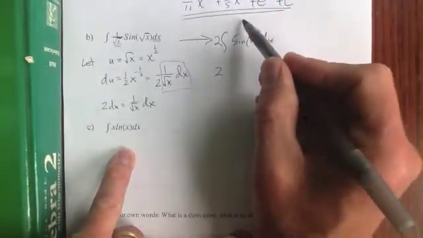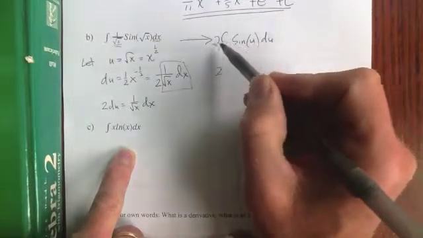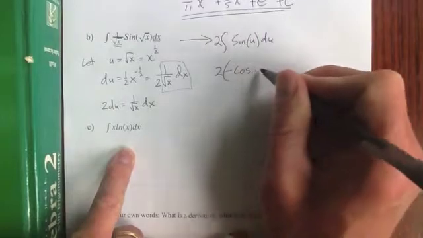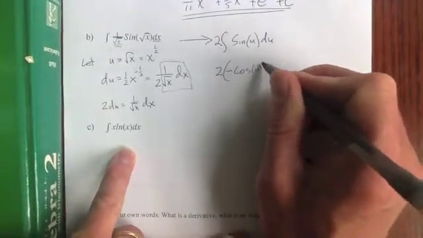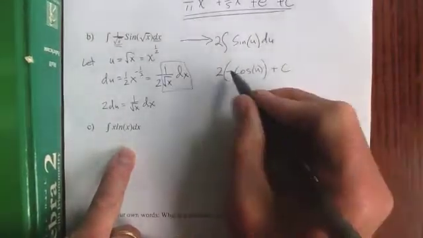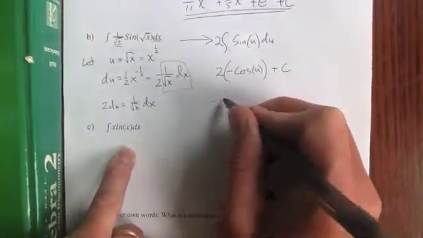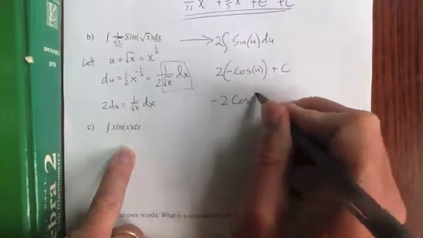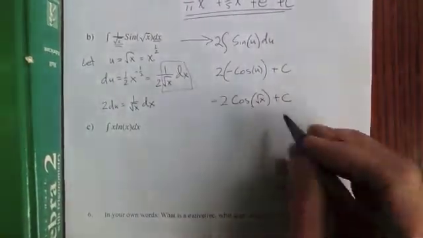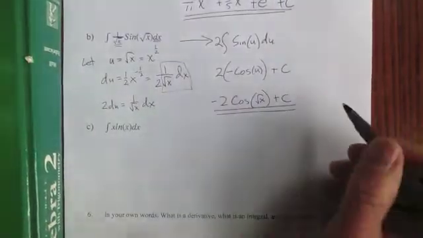The derivative of the cosine is the minus sine. So I need to make it minus cosine. I'm going to put that in parentheses of u. And then plus c. Alright? I'm going to bring that minus outside and say it's minus 2 cosine of radical x then plus c. That's the answer. If you're not sure, take the derivative.